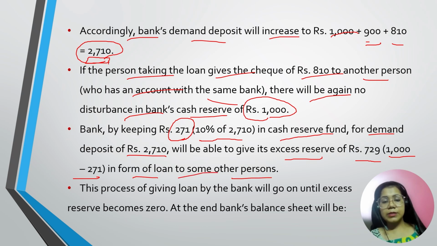Now till when will this process keep on going? So the process of giving loan by the banks will go on until the excess reserves become zero. So what will be the bank's balance sheet then? Let's see it in the next slide.